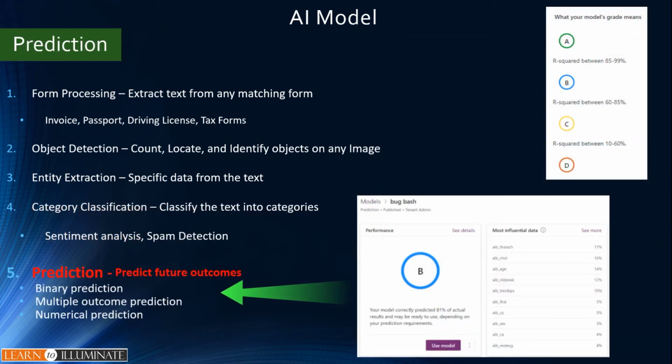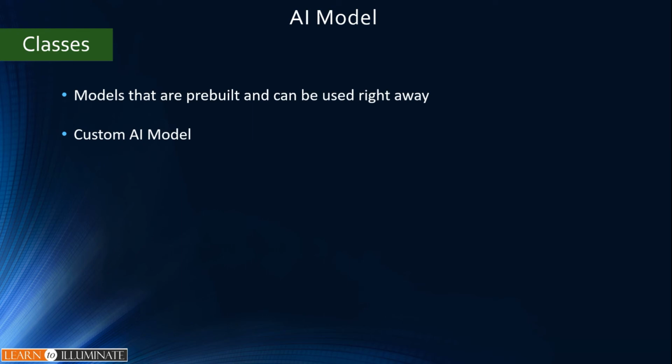The last one is prediction. It predicts based on the historic data that we provided. This model predicts future outcomes. It has three types from two available options, that's binary, or multiple possible outcomes, or where the answer is a number. Microsoft recommends more than 50 rows of data in Dataverse to train. And then it has two classes. So Microsoft has a pre-built model that we can use, or we can custom build.